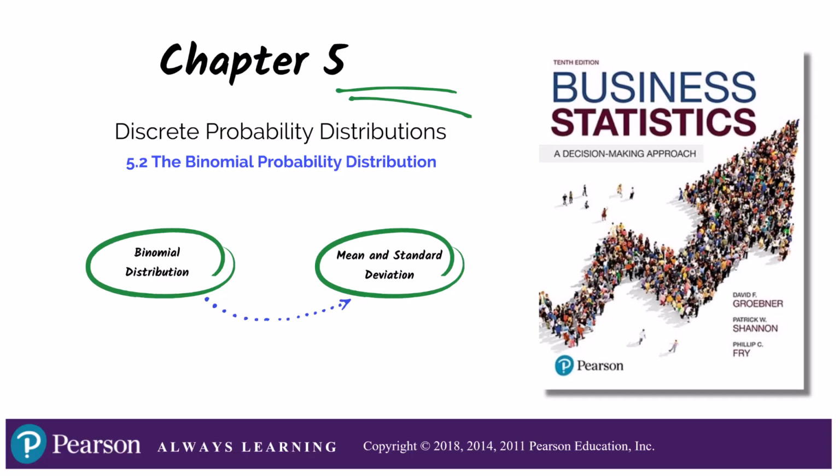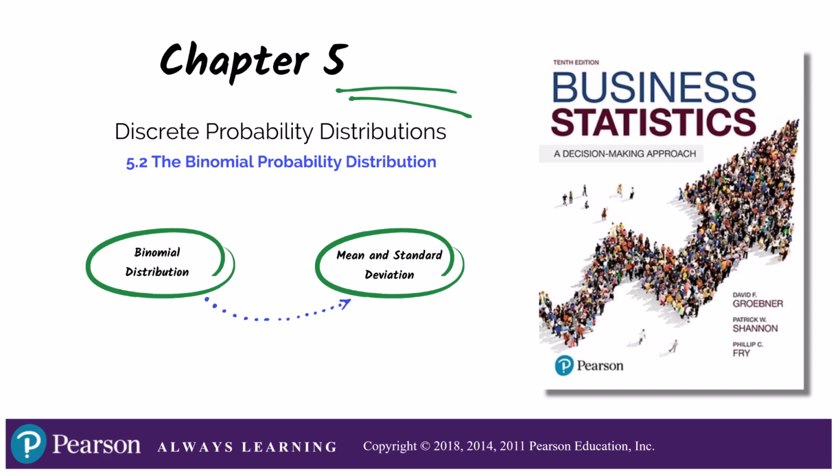Hey everyone, welcome back. In this video, we're going to cover our first theoretical discrete probability distribution, which is the binomial distribution. A probability distribution is referred to as theoretical when the mathematical properties of its random variable are used to produce its probabilities.